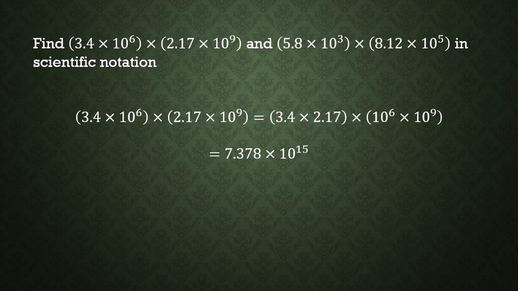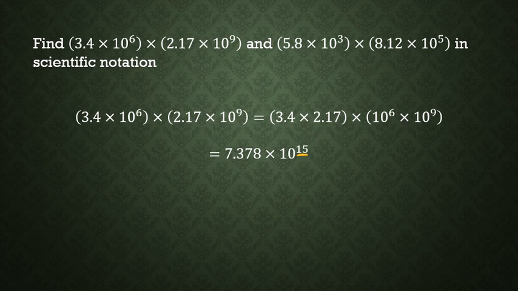Now, we see that when we multiplied 3.4 and 2.17, we did get a number that only has one digit to the left of that decimal point. That's perfect. That's what we want in scientific notation. We don't have to mess around with this exponent anymore.